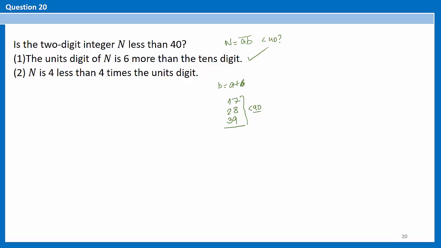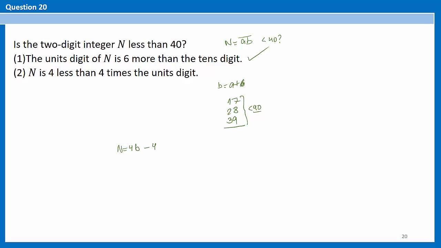Statement number 2 says n is 4 less than 4 times the unit's digit. So let's write it here. N is 4 less than 4 times the unit's digit, which is b.